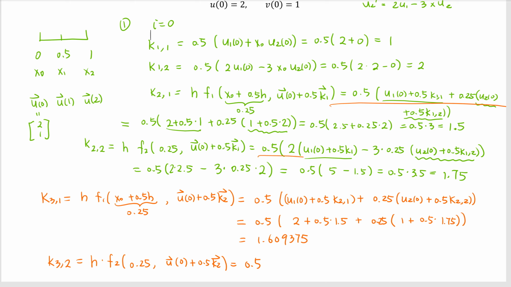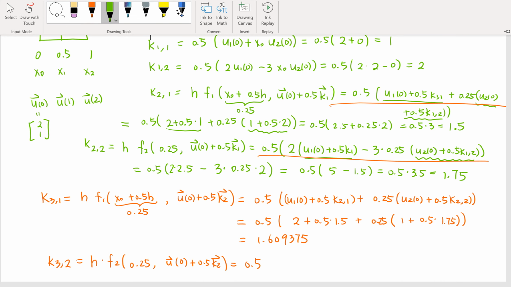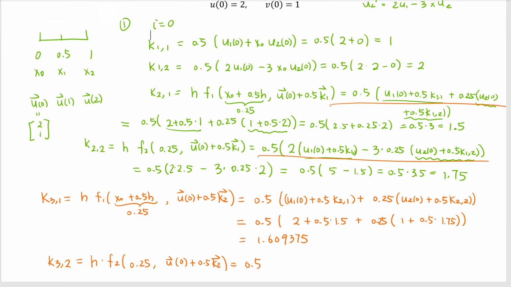Well, see, it's very similar. Just replace... I think I have missed something. This guy should be K11. Okay, so now just change the K1, replace it by K2. So this is 2 of u1 of 0 plus 0.5 K21, minus 3 times 0.25, and then u2 of 0 plus 0.5 times K22.